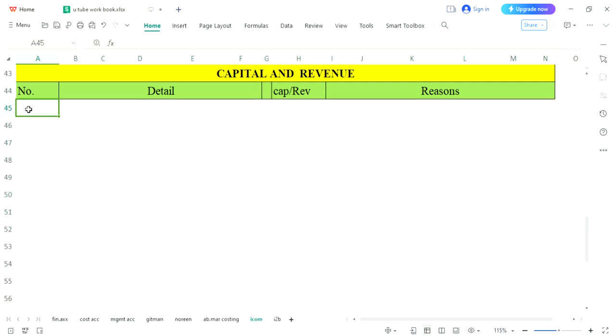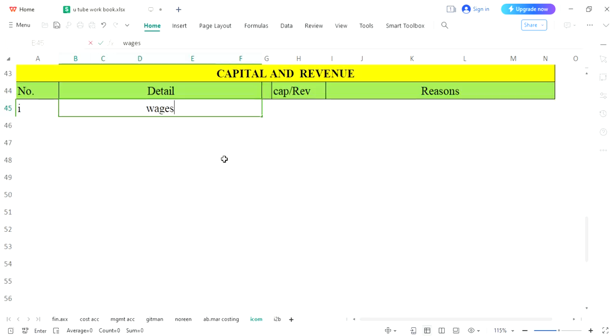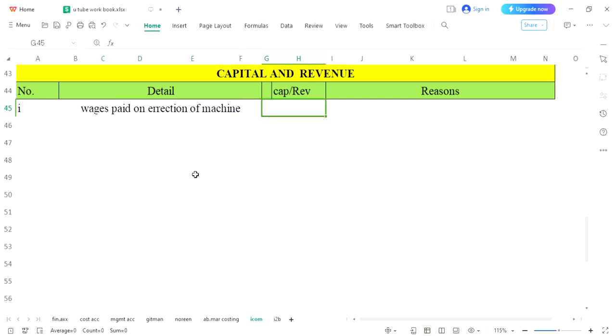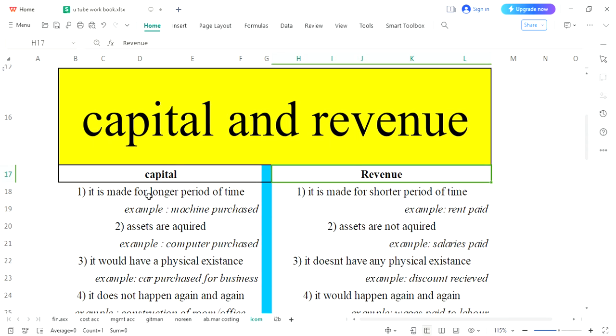So the first entry with which we are going to start is wages paid on erection of machinery. Now underline this word machinery, as you are working upon your asset. If wages paid on erection of machine is your asset, and this activity would not be happening again in a shorter period of time, that is why it would be considered as capital. There are several reasons: longer period, yes, and it won't happen again and again.